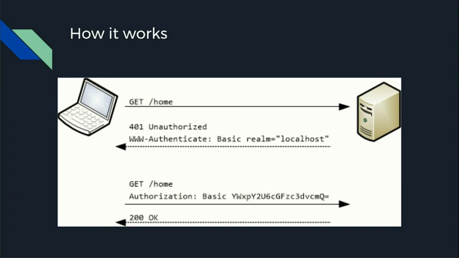When you first request a URL without any authentication, the server returns 401 Unauthorized, along with the WWW-Authenticate header requesting basic authentication. We call this the authentication challenge. Then you repeat the request, but this time with the Authorization header: Basic and the base64 encoding of user:password. The server checks the credentials and returns 200 OK.